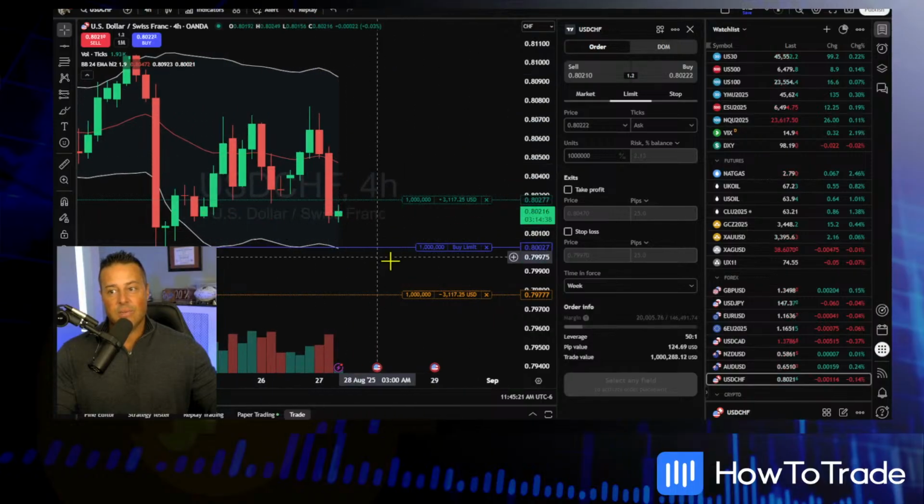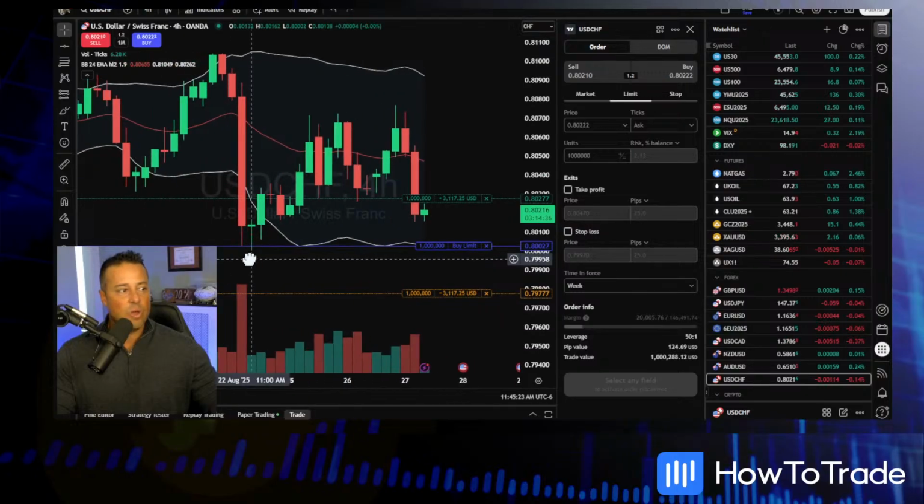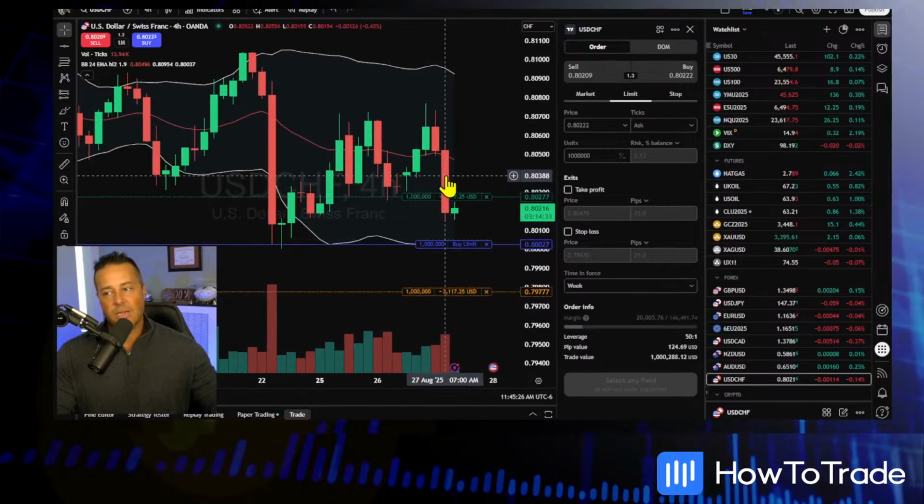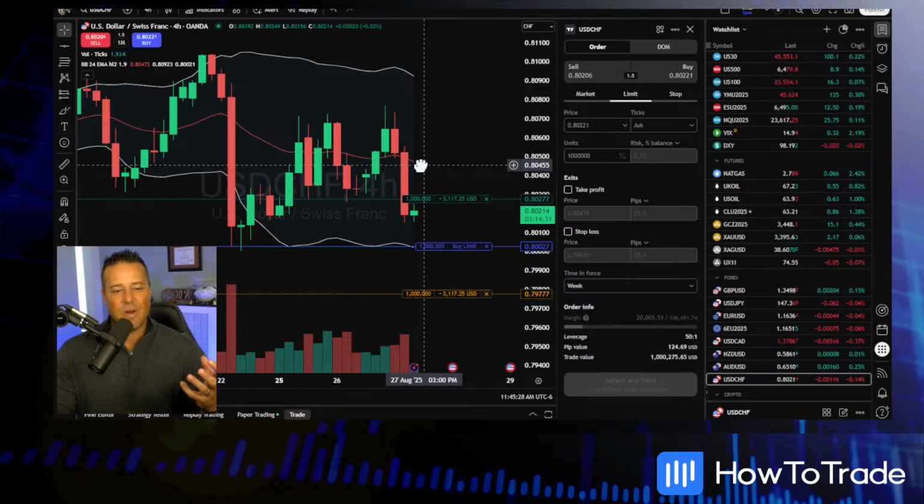I think you have a chance there maybe to catch a little bit of reversion off of this swing low right here, and then get back up into sort of the middle of the guts of this range.